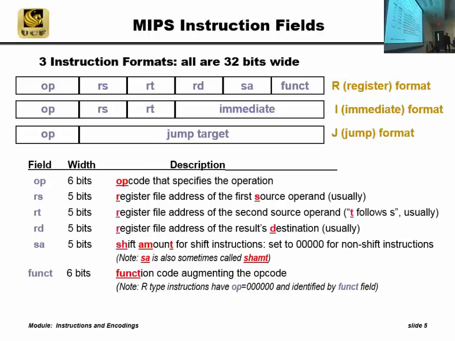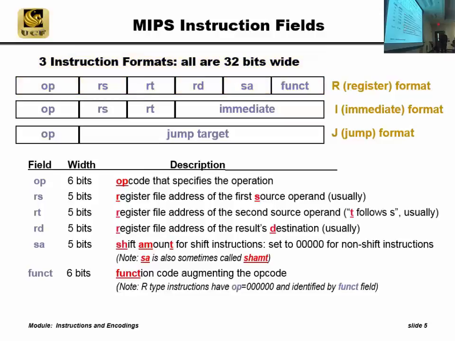You also have immediate format. Can anybody give me an example of an immediate format instruction? Load immediate. Add immediate. Yes. Subtract immediate. We have a constant. Where does the constant go? That's this immediate value. And the immediate value is the constant. We'll talk about these. There's 32 bits total, and each one of these has a certain number of bits.